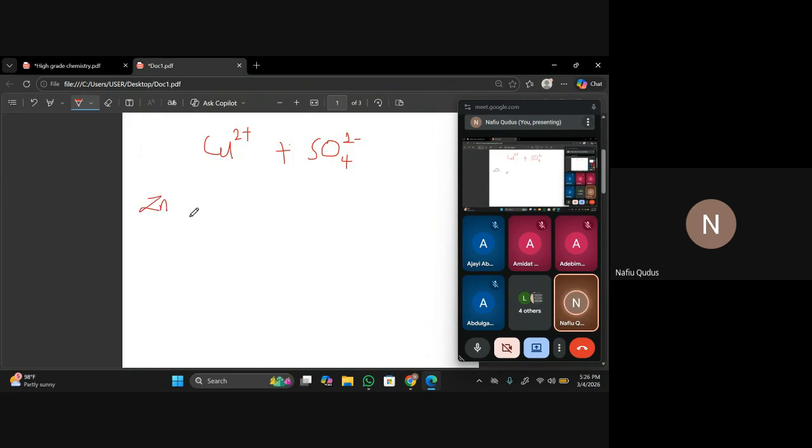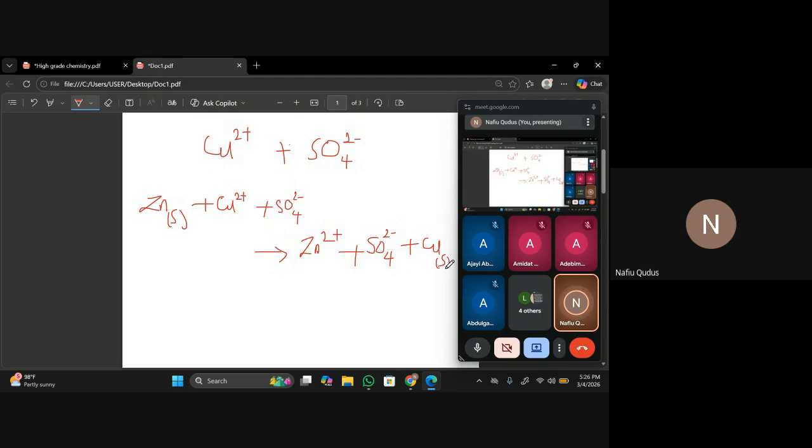So in that case, we have Zn solid plus Cu2 plus SO4 2 minus, which later gives Zn2 plus SO4 2 minus plus Cu solid.